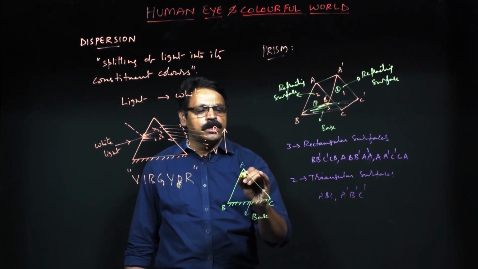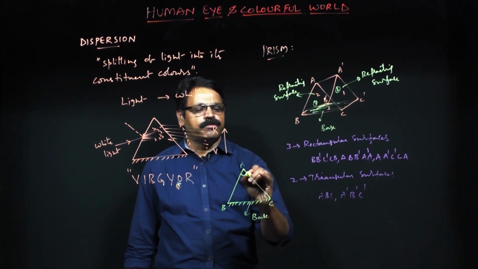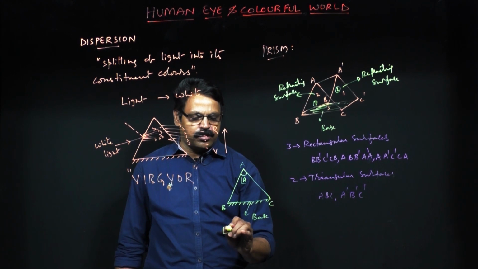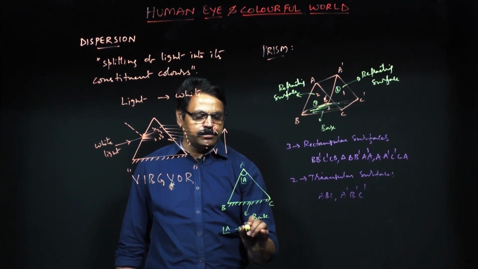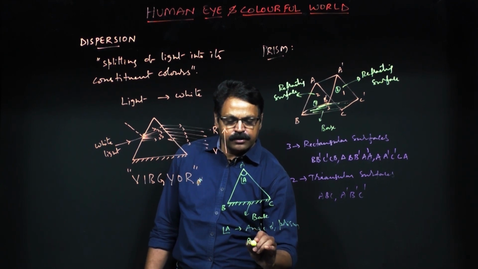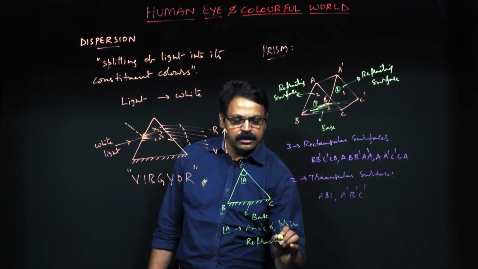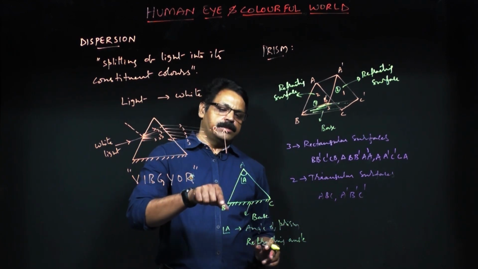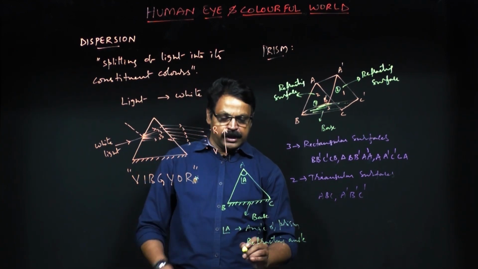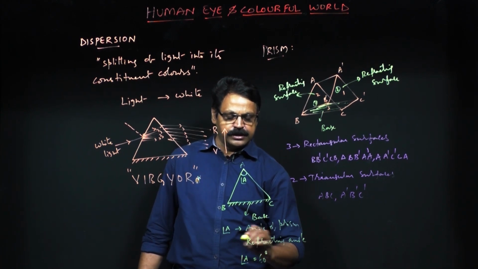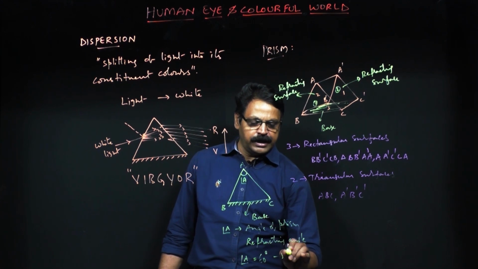Opposite to the base, whatever the angle you have, this angle is called the angle of prism. This is the angle which is called the angle of prism, and you can also call it the refracting angle. If the prism is of equilateral triangle shape, A is generally 60 degrees for an equilateral prism.